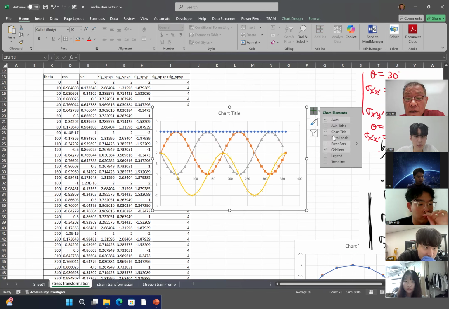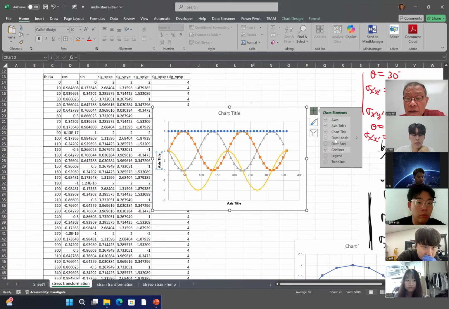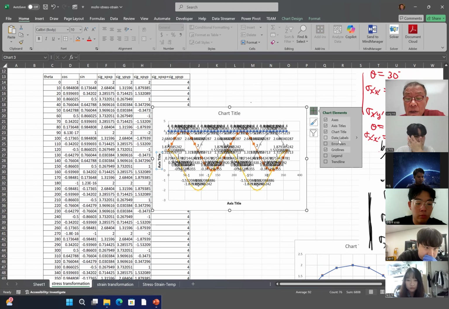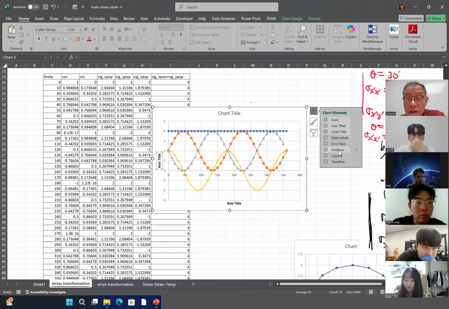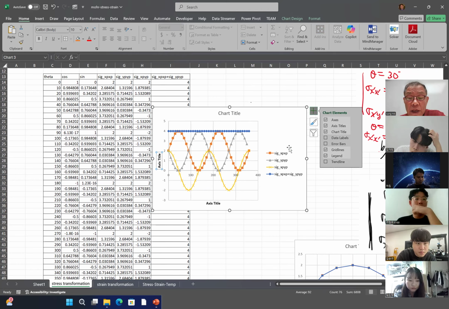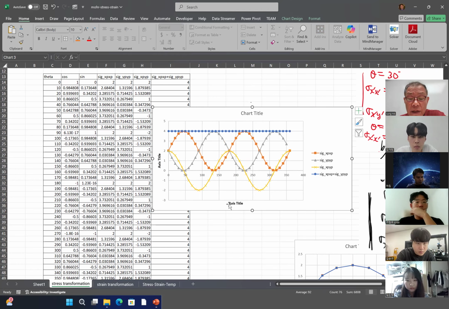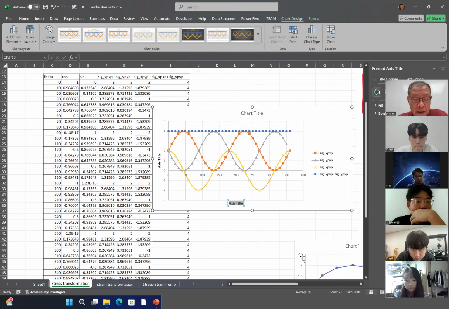I just like to add the x and y axis labels, and the legend, so that we can see which one is which. And this one is simply angle. As an engineer, it's extremely important to show all the results using a graph. This is much more powerful than just a number. We can say stresses.